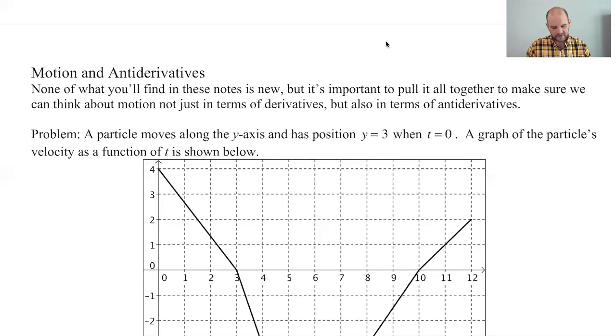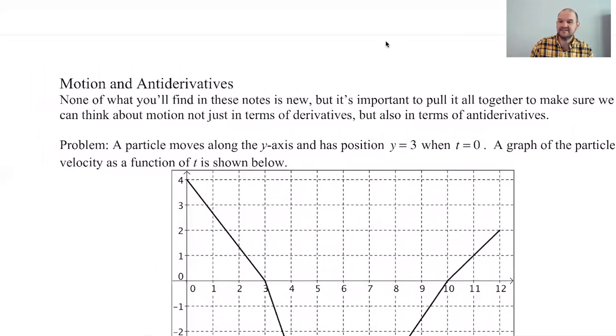All right, we're back. We are on page 1 of notes 19 of Calc AB. We're going to talk about motion and antiderivatives. So a long time ago, we talked about motion and derivatives, and that's when we learned position, velocity, acceleration, moving to the left, moving to the right, moving up, moving down, positive acceleration, negative acceleration. We talked about speed. All those things are still relevant.